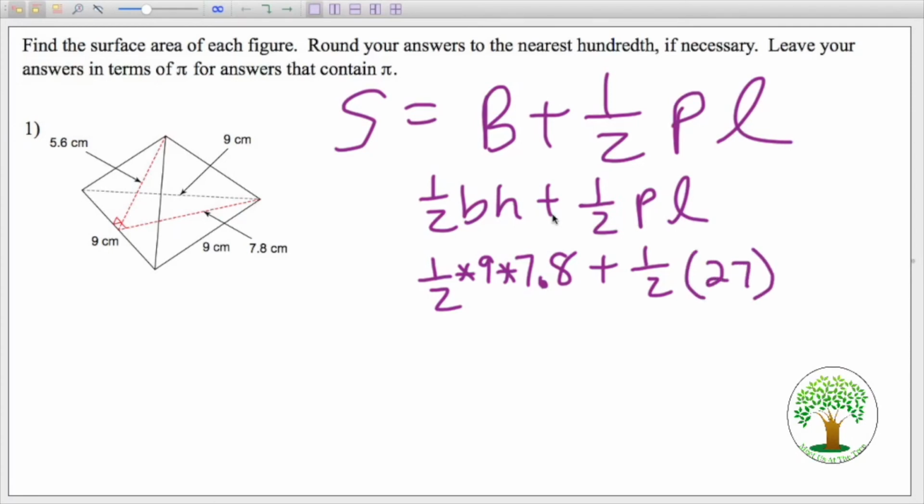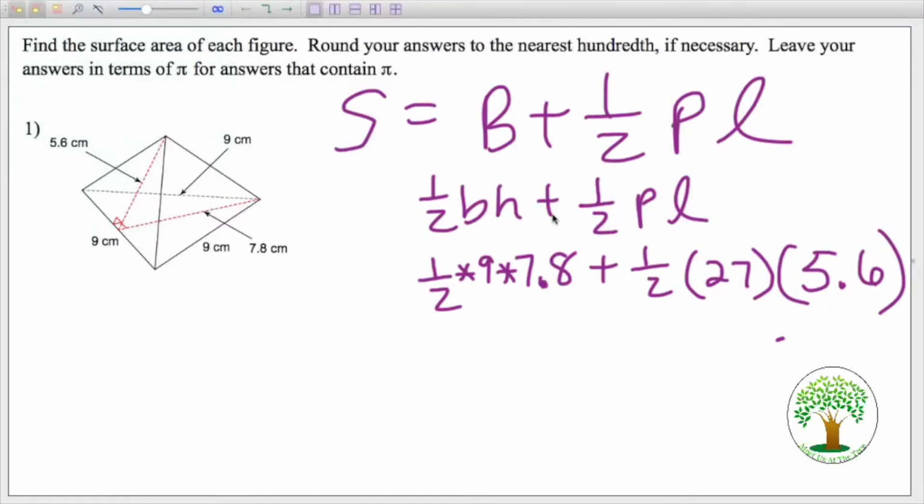This formula is long. And then the slant height, 5.6. Do you know where we got that, Amy? Yes. Okay, good. You can just put that right in.